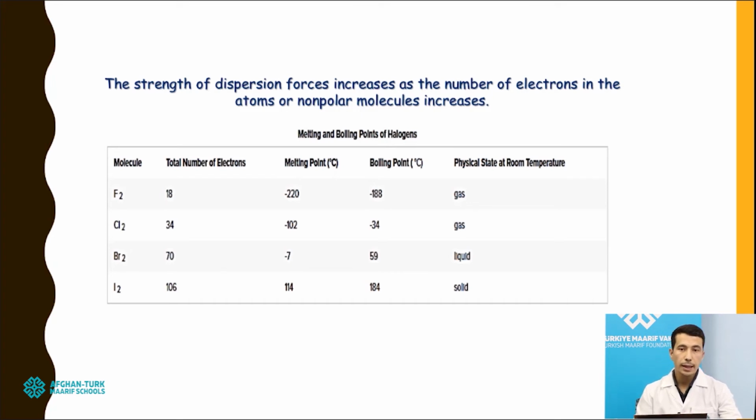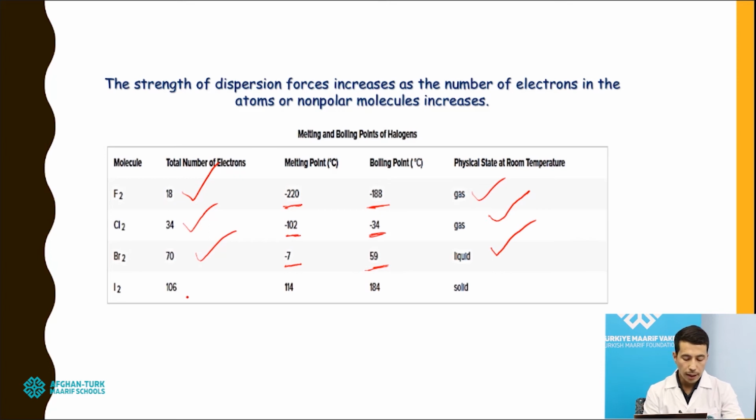For example, you can see that fluorine has 9 electrons. If we say a fluorine molecule, it will have 18 electrons. Its melting point is minus 220, its boiling point is minus 188, and it is in a gas state at normal temperature. The next one is chlorine. A chlorine molecule will have 34 electrons. It will have a melting point of minus 102, a boiling point of minus 34, and it is in a physical state of gas. The third one is the bromine molecule. Bromine has 70 electrons in a bromine molecule. Melting point is minus 7, boiling point is 59, and the physical state at room temperature is liquid.